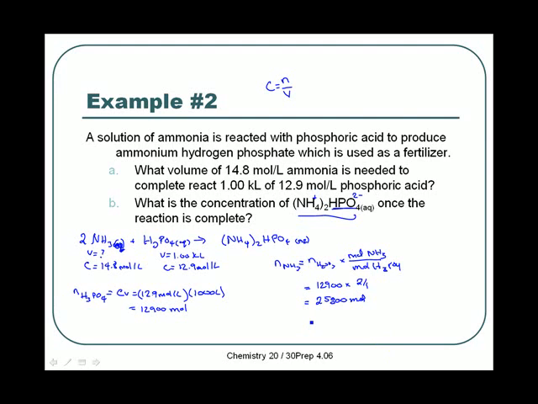Okay. So volume is equal to n over C, so the volume of ammonia solution is equal to n over C, or moles over concentration, so 25,800 moles divided by the concentration of 14.8 moles per liter.